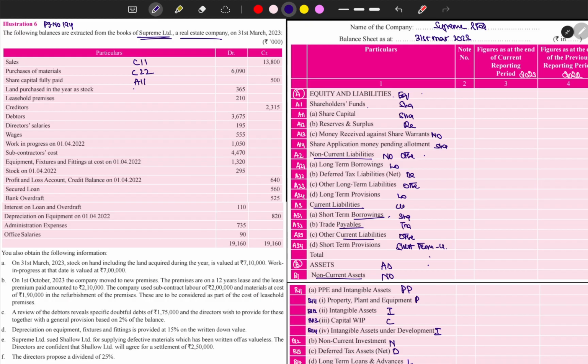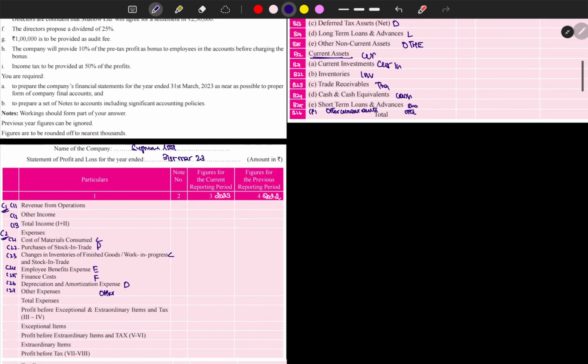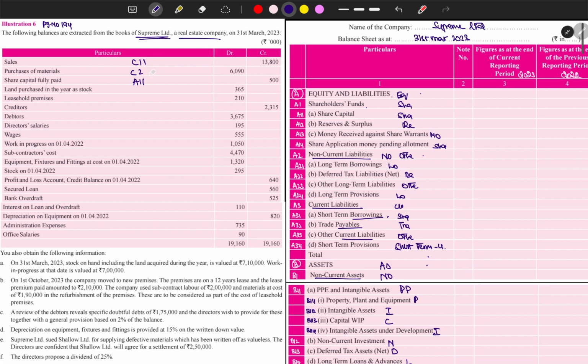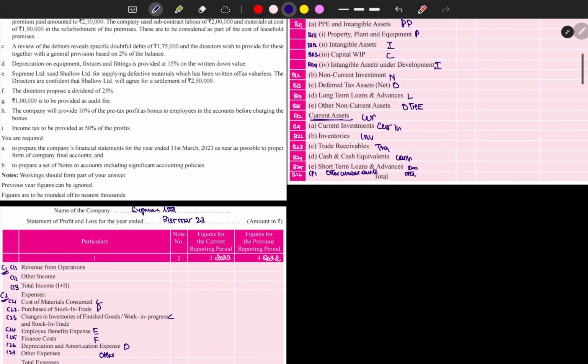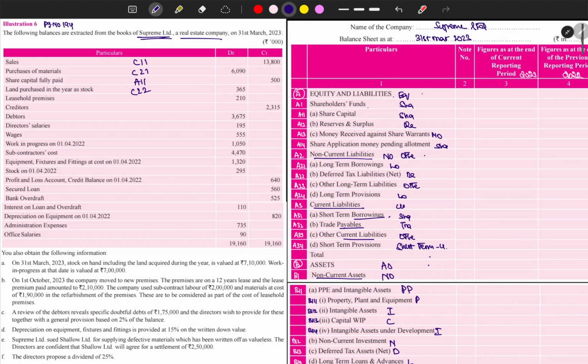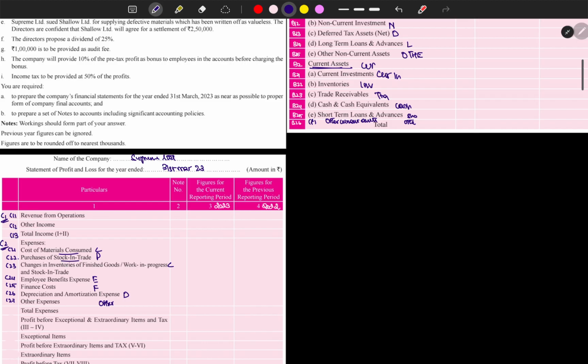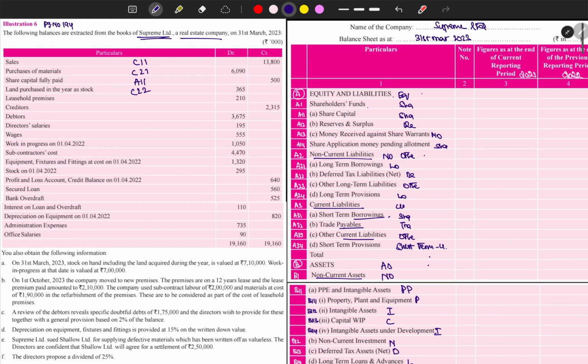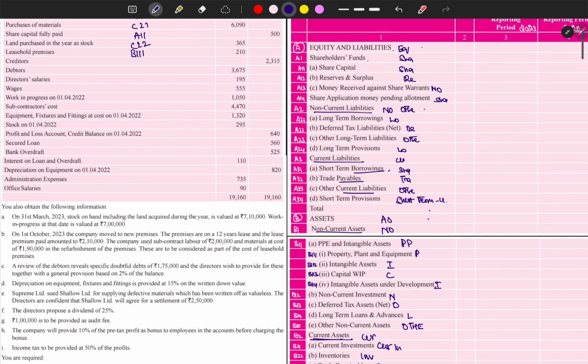So which is A12. Sorry, not A12. This is C21. This is C22. Okay, they are purchasing the materials, so we are putting it under cost of material consumed. And the next, they are saying that they are purchasing the land as a stock, so we are categorizing it under purchase of stock in trade, which is C22. Okay, land, hold, leasehold premises, which is asset, right? PPE, B111. Okay, B111. Next one is creditors.